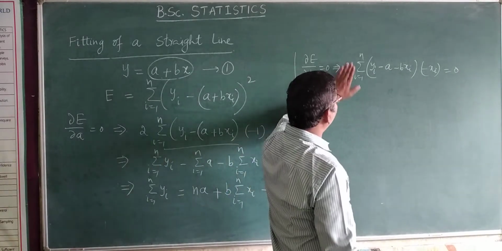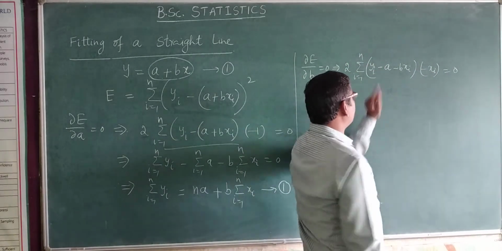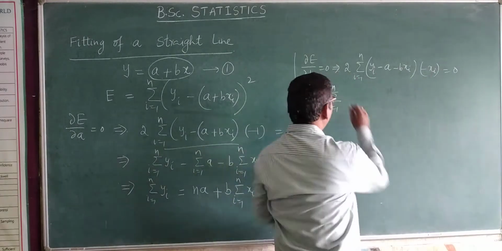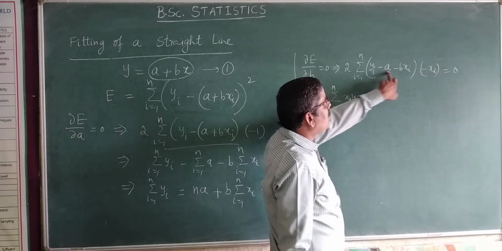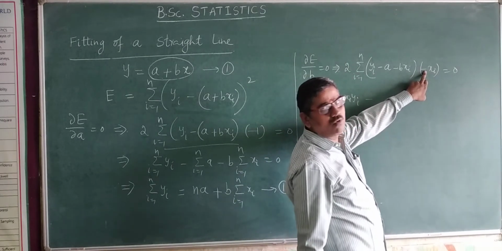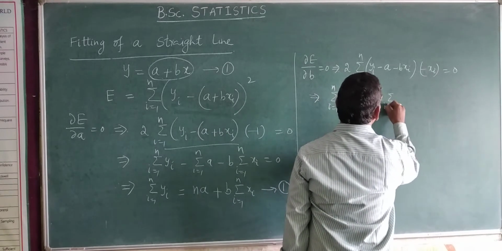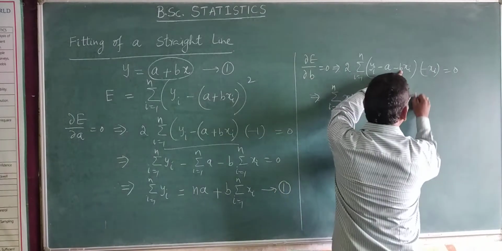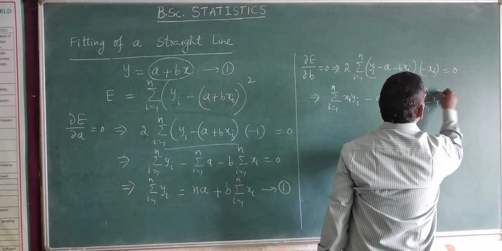So 2 cannot be 0, you leave the 2, and these are the terms multiplied with xi, and take the summation. You see summation i equal to 1 to n yi into xi. So xi into yi I am writing, and minus a multiplied by xi. I am leaving the minus sign as well. Okay, so summation a into summation i equal to 1 to n xi. Next one, minus b into xi into xi square, summation i equal to 1 to n xi square is equal to 0.